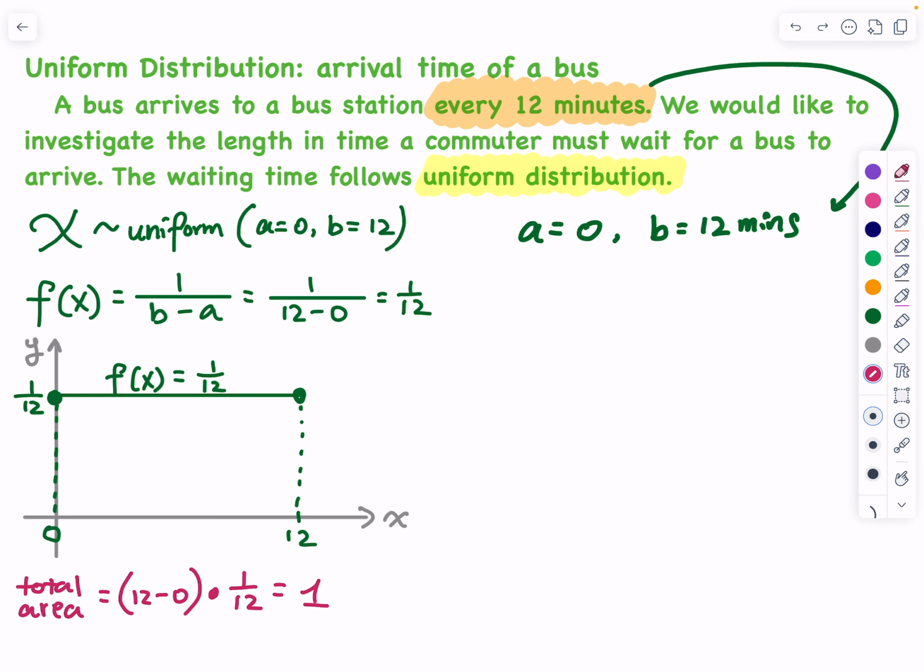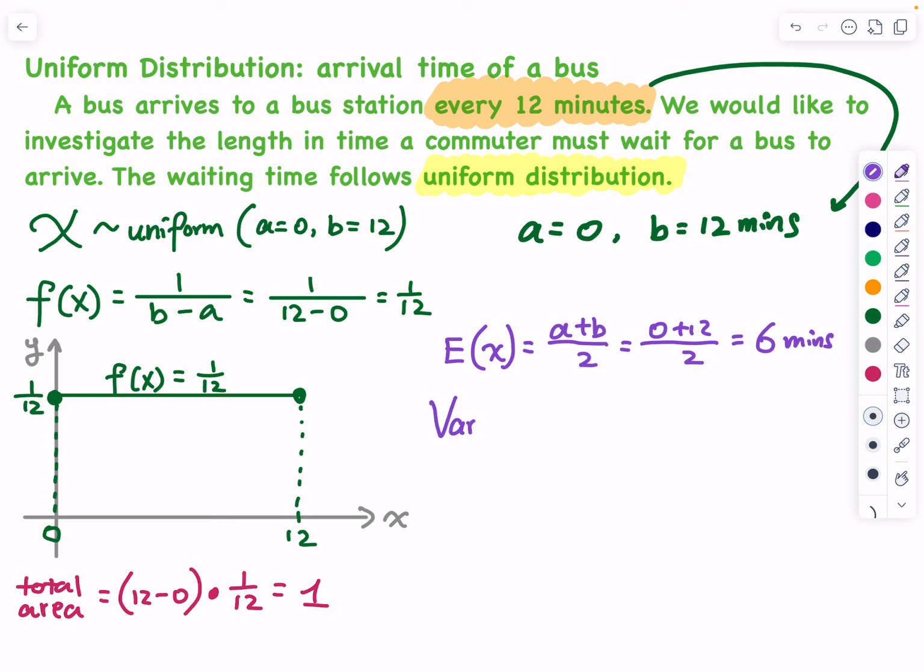We got a setup and a graph, and what else you can do is find the expected value of random variable x. This is a uniform distribution, so we do a plus b divided by 2, which is 0 plus 12 divided by 2. This is equal to 6 minutes. What does 6 minutes mean? It means that on average, you have to wait 6 minutes to see a bus arriving.